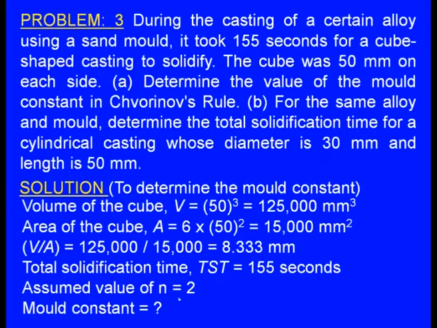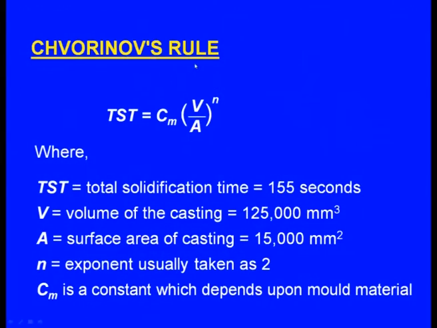Now total solidification time TST is equal to 155 seconds, that is given. Now assumed value of the N is equal to 2. Now what is the mold constant? Now this is the Chvorinov's rule.